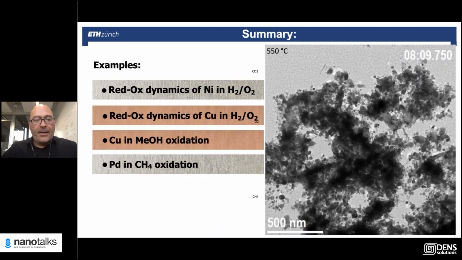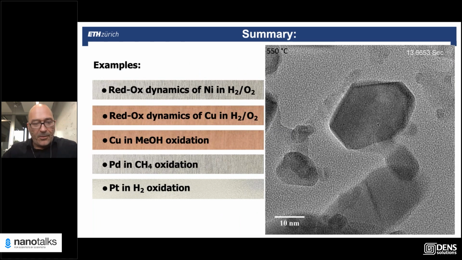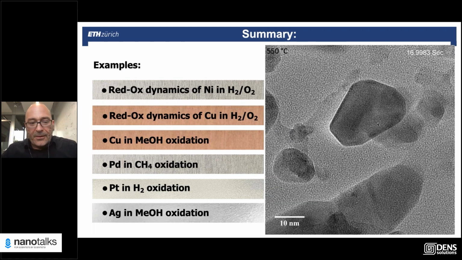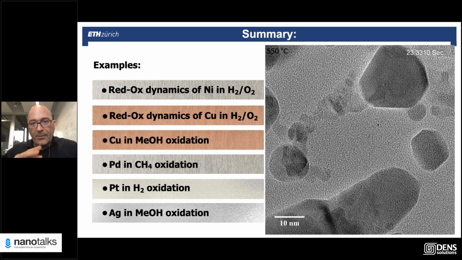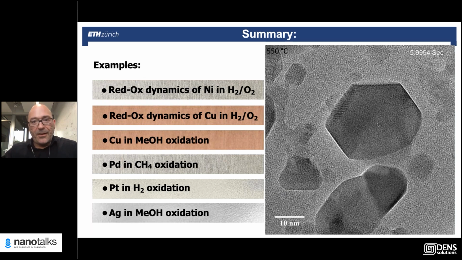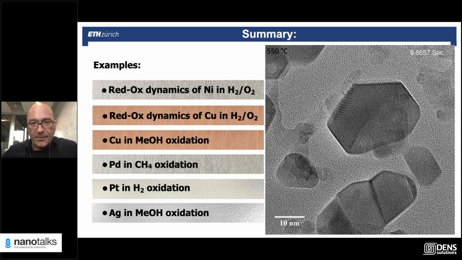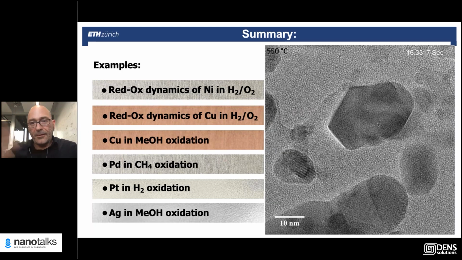Yeah. And then we studied platinum in hydrogen oxidation, which I won't show now. And also, very interesting, silver in methanol oxidation. Silver is volatile, and there were lots of amazing things going on. And again, a reaction where the size really depends on the operation conditions. So you think you have a certain size regime, you cool down, and during cooling the size regime already changes.